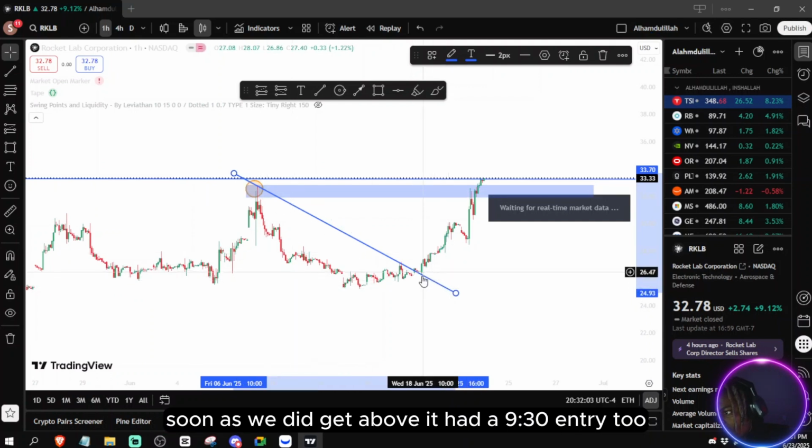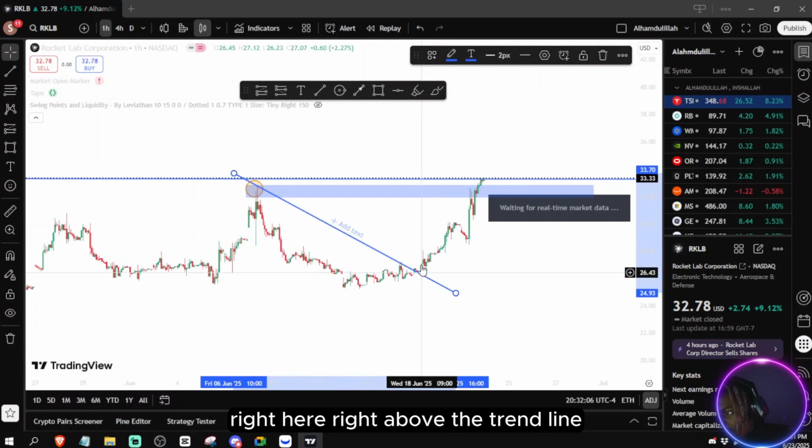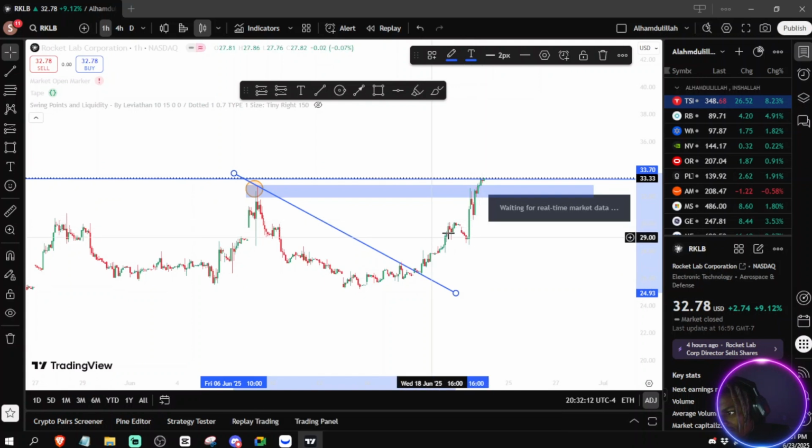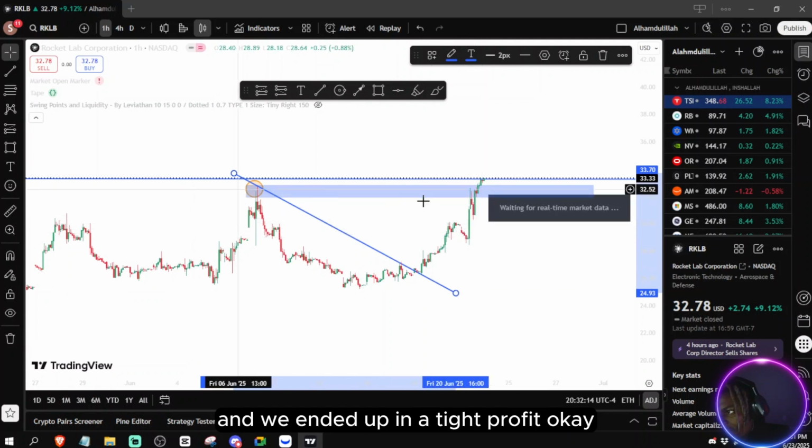As soon as we did get above it, had a 9:30 entry too right here, right above the trend line, breakout, retest off of it, and then price decided to just trickle up within the next couple of days. And we ended up hitting take profit. Okay?